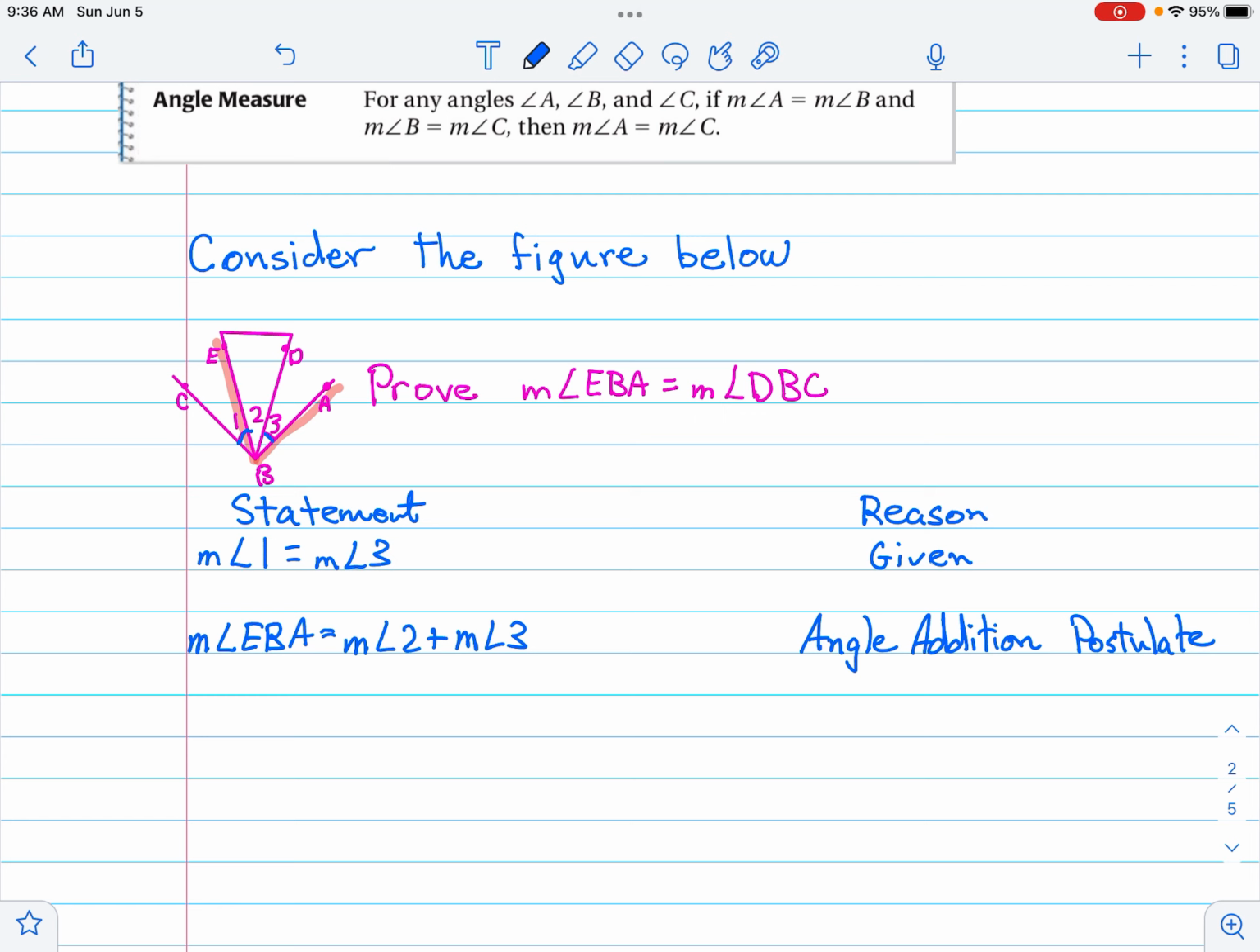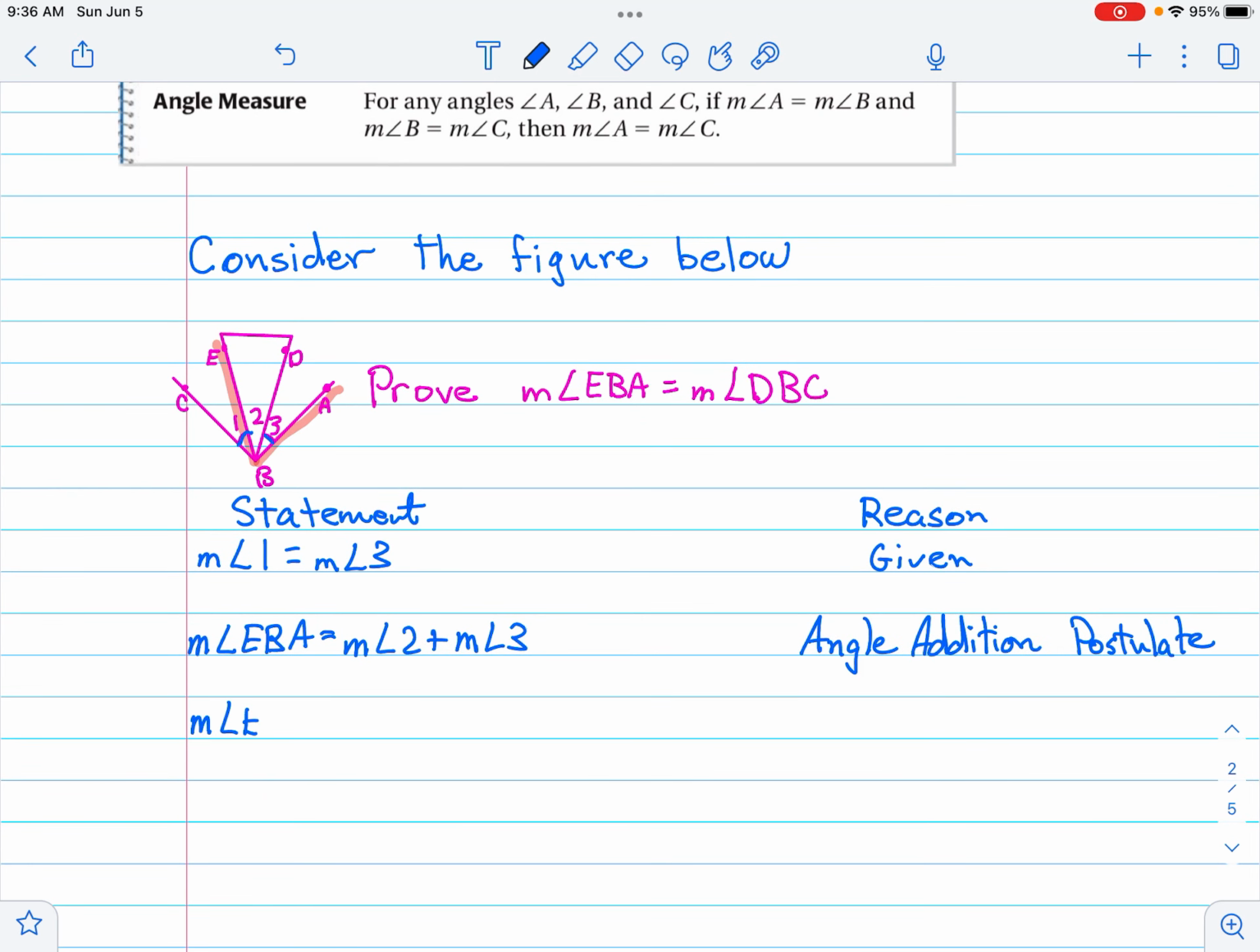Now, here's what else we know. We know that angle EBA is equal to the measure of angle 2 plus the measure of angle 1. Now, how do we know that? Well, by substitution. The substitution property of equality. You see that? Because up here, the measure of angle 1 is equal to the measure of angle 3. There's angle 3. So I just made that little substitution in there. That's all I did.